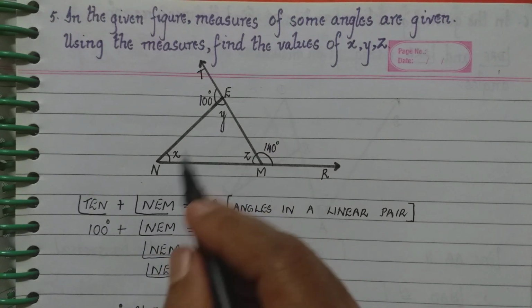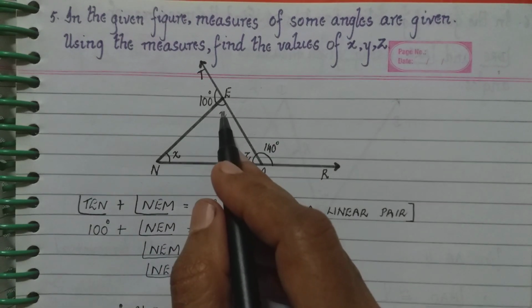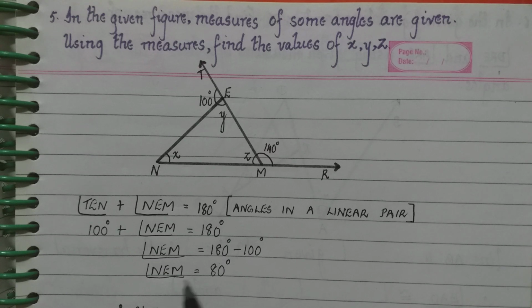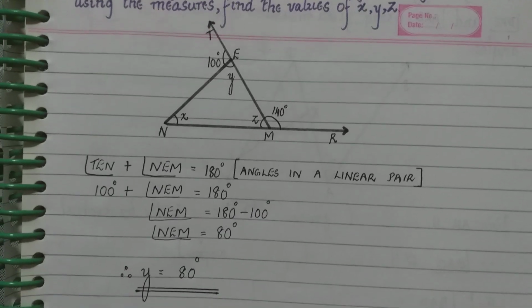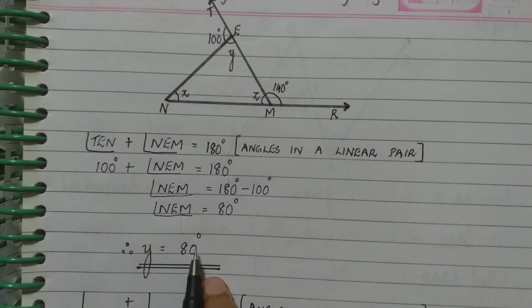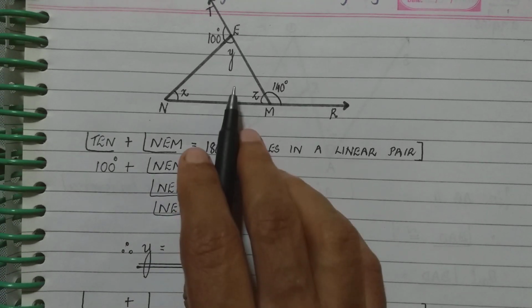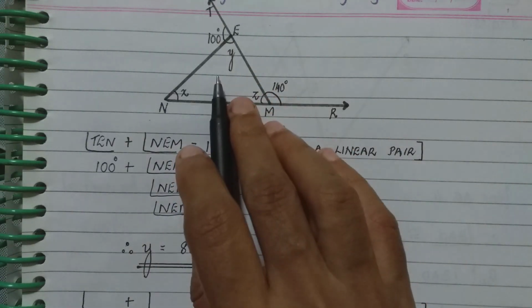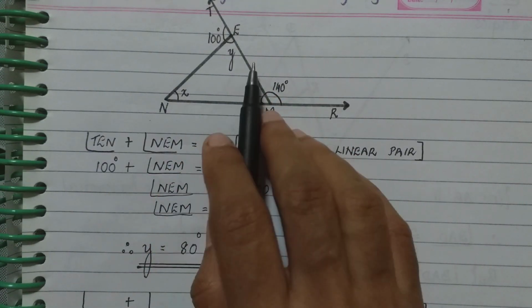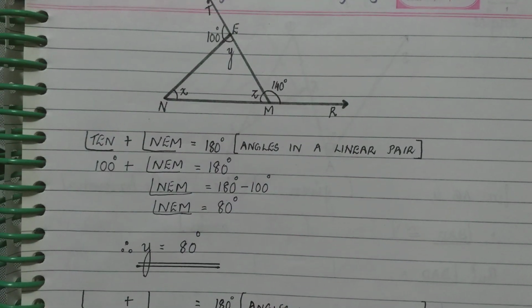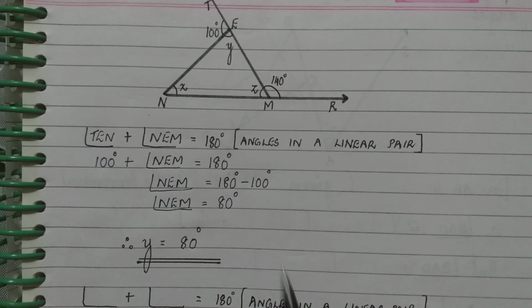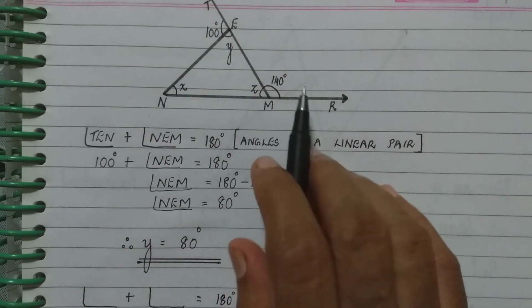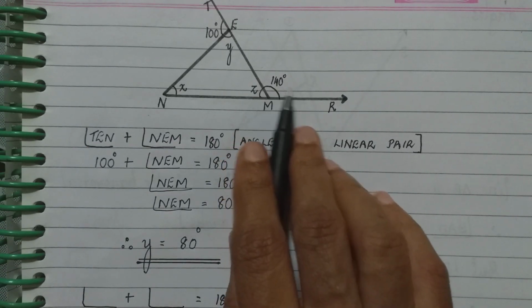Now look at the figure. Angle NEM is nothing but y. So we can say therefore y is equal to 80 degree. So here in place of y, we write that y is equal to 80 degree. So we have got one of these from x, y and z. We have found out what is y. Now what will we do next? We will find out what is z, because here the exterior angle is given.